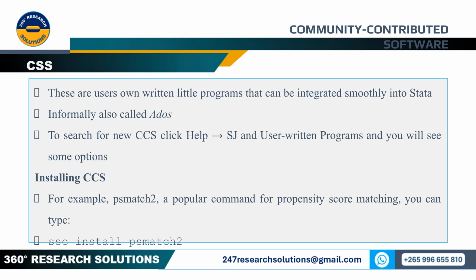Community Contributed Software, or CCS, are user-written programs, informally called ADOs. Search for new CCS by clicking Help, SJ and User-Written Programs. To install, type ssc install, followed by the program name, like psmatch2.